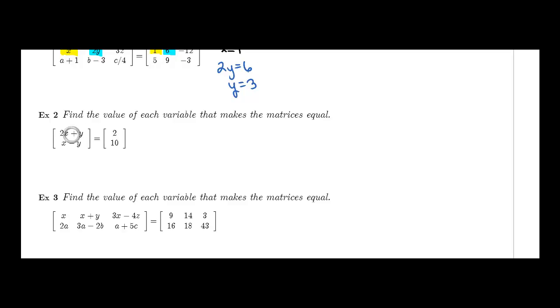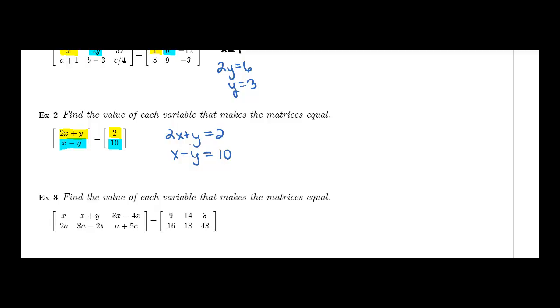Moving on to example 2, once you are done with that, very similar. Again, you are going to set each corresponding term. In this case, we have 2x plus y is equal to 2, and we have x minus y is equal to 10. And typically we use matrices to solve systems of equations. This one kind of does the opposite. It creates a little bit more work than we're used to.